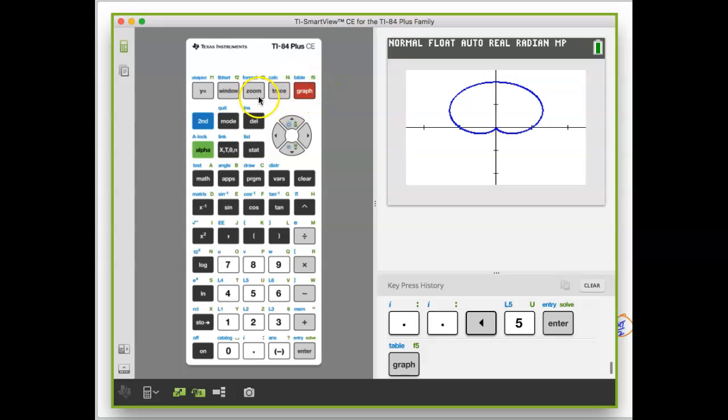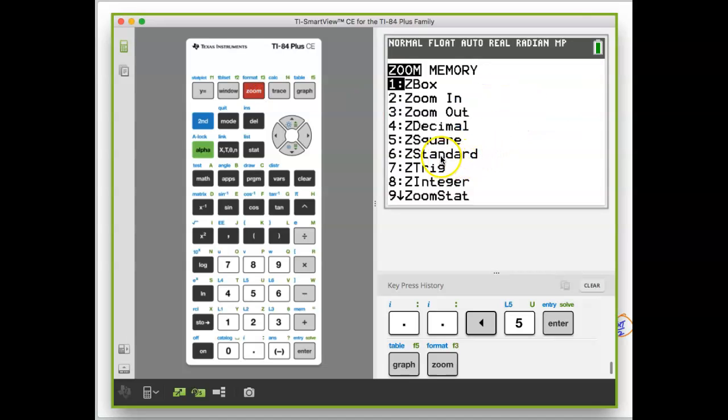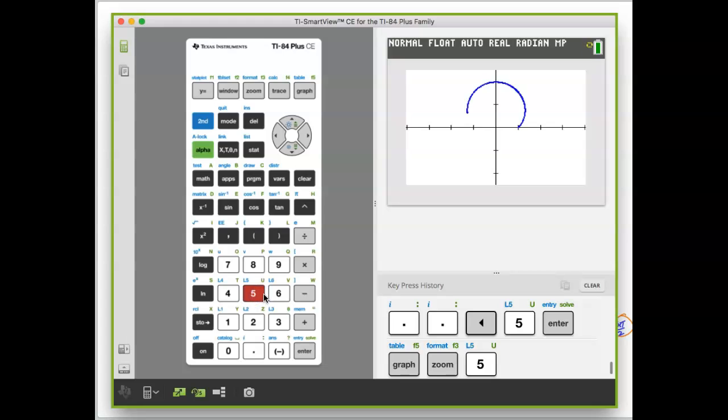Again, it looks a little distorted because it's in a rectangular mode. If I do the zoom square, zoom 5, there we go. We get a better image of our cardioid. All right, I think I should be able to give it some polar coordinates.